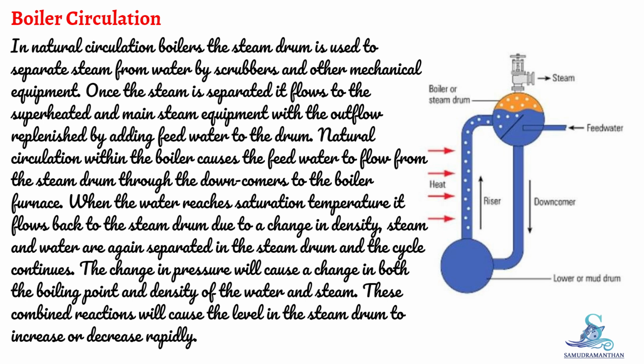Natural circulation within the boiler causes the feed water to flow from the steam drum through the downcomers to the boiler furnace. When the water reaches saturation temperature, it flows back to the steam drum due to a change in density. Steam and water are again separated in the steam drum and the cycle continues.